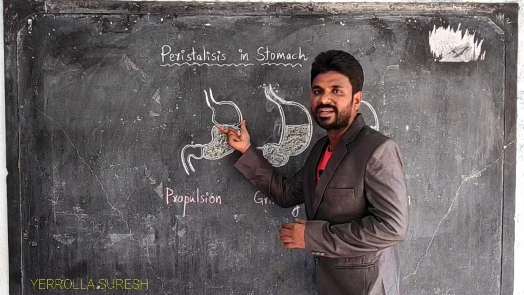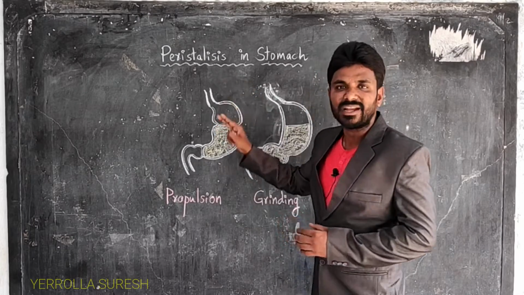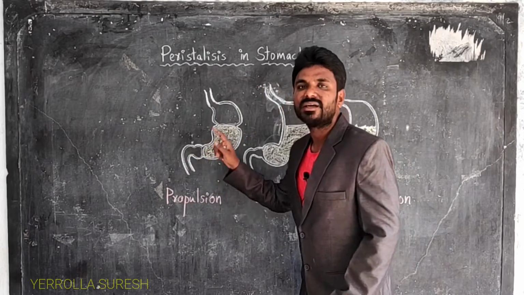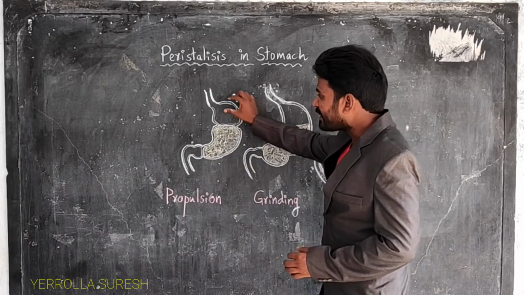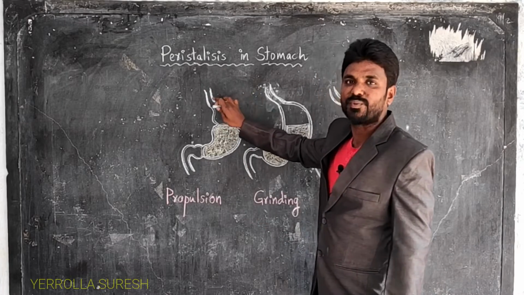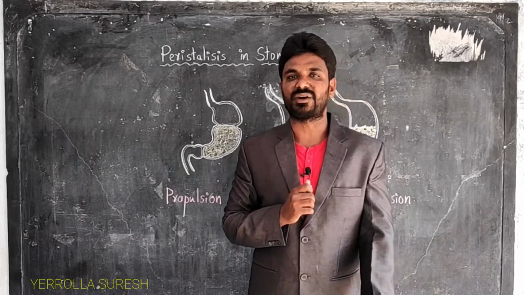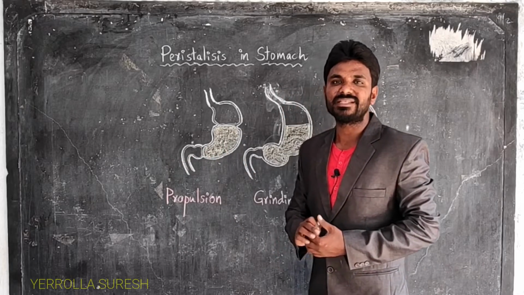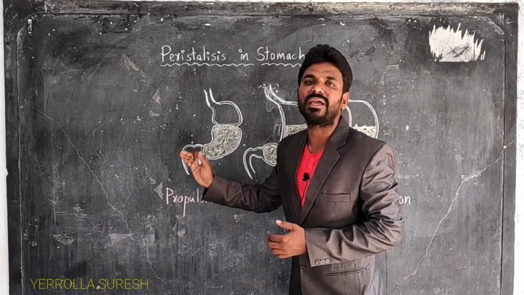Stomach is a bag-like structure that is located between the esophagus and the small intestine. This portion is the esophagus and this portion is the small intestine. The part of the stomach where it joins the esophagus, the upper part, is the cardiac stomach. The lower portion of stomach where it joins the small intestine is the pyloric stomach.